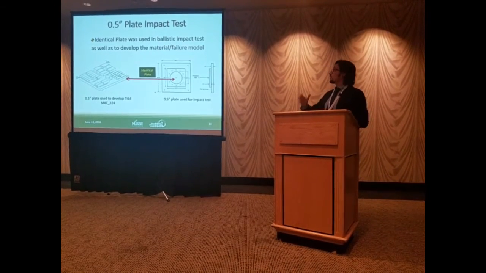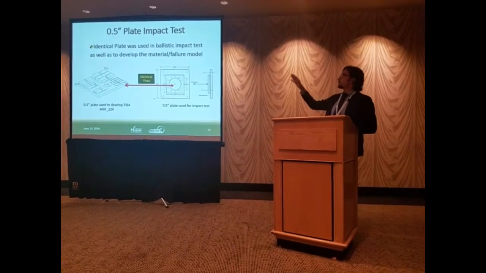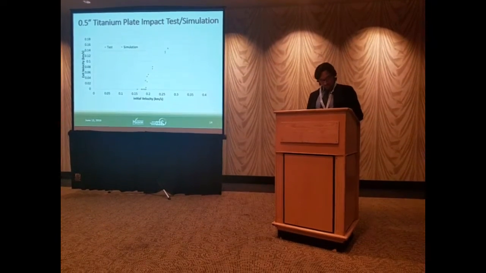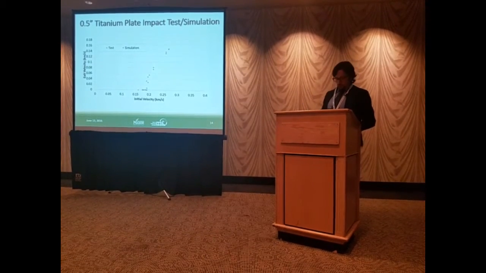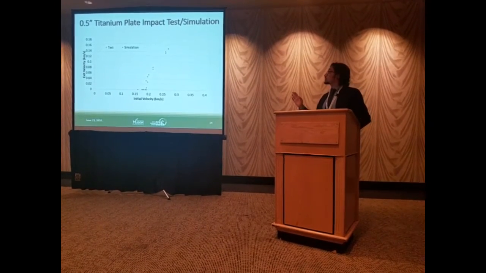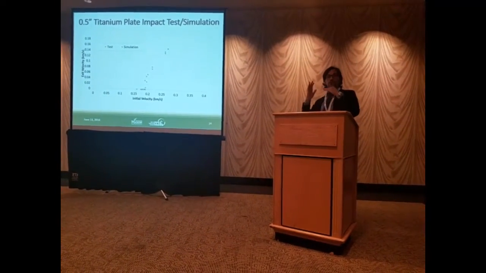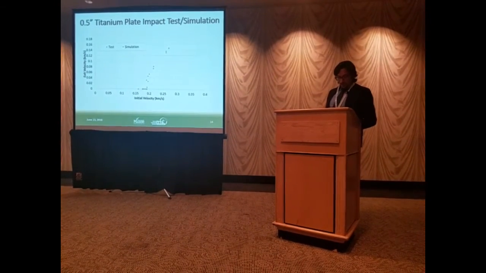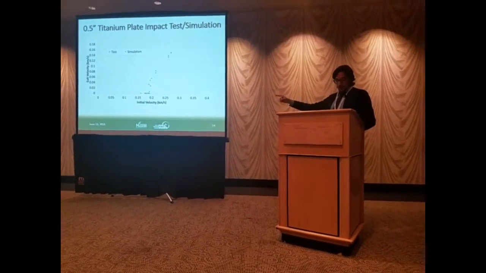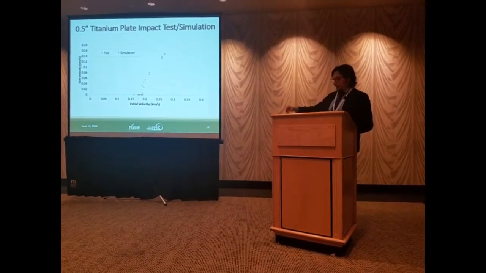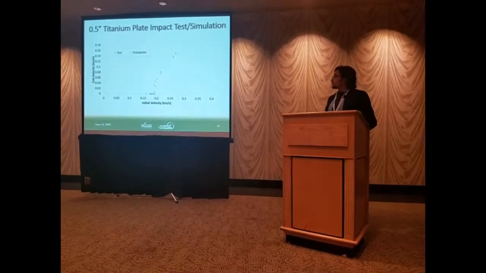So once again, I want to emphasize that an identical plate was used in the ballistic impact test, as well as to develop the material failure model. So this chart shows the 0.5 inch plate test and simulation result. We have the exit velocity as a function of the initial, or impact, velocity. And we can see how the ballistic limit matches very well, and the curves' trend is very close between test and simulation.